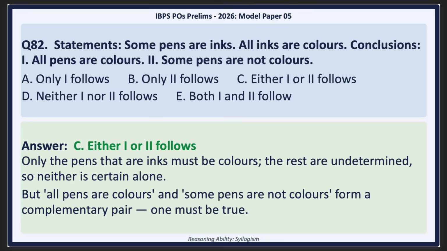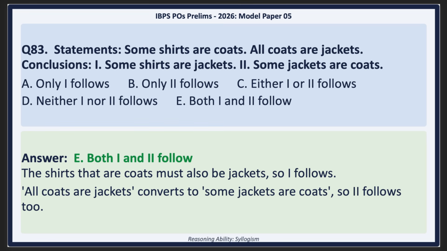Okay, question 83. Statements: some shirts are coats, all coats are jackets. Conclusion 1: some shirts are jackets. Conclusion 2: some jackets are coats. This one is more straightforward. If all coats are trapped inside jackets and some shirts overlap with the coats, then those shirts are automatically touching the jackets too. Conclusion 1 follows perfectly.